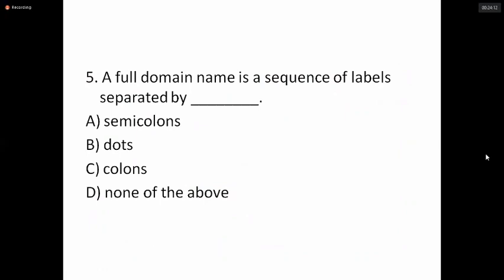A full domain name is a sequence of labels separated by dash. Sorry, dot. It's very simple. It is dots. Yes. Dots. Next.